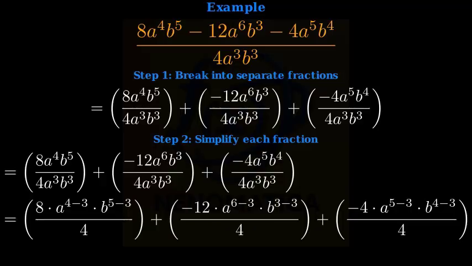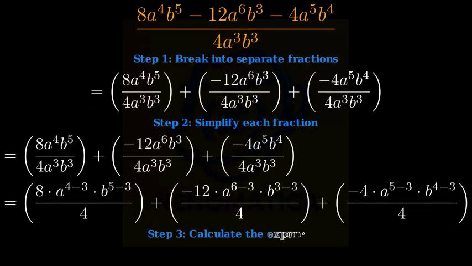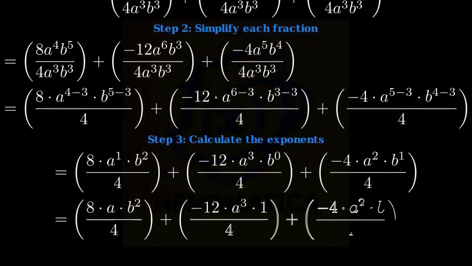Let's calculate these exponents. For the first fraction, a to the power of 4 minus 3 equals a, and b to the power of 5 minus 3 equals b squared. For the second fraction, a to the power of 6 minus 3 equals a cubed, and b to the power of 3 minus 3 equals b to the power of 0, which is 1. For the third fraction, a to the power of 5 minus 3 equals a squared, and b to the power of 4 minus 3 equals b. Now, we can simplify these fractions further.